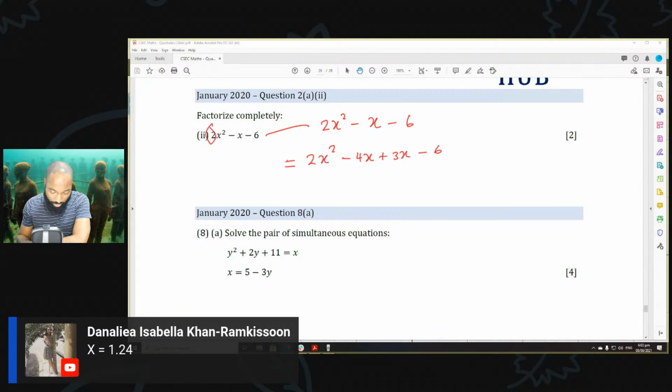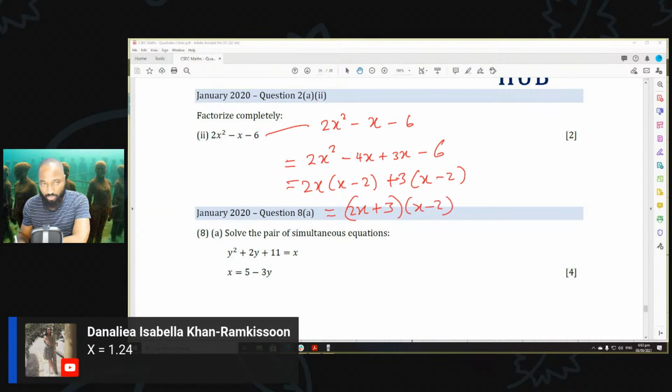Yeah, so what's going on in my mind? 2 by 6 was equaling 6 all the time. So you see, that's crazy. Anyhow, so 2x into x minus 2, put it 3, equal 2x plus 3 by x minus 2. Well done, people. Yeah, so we're going good.